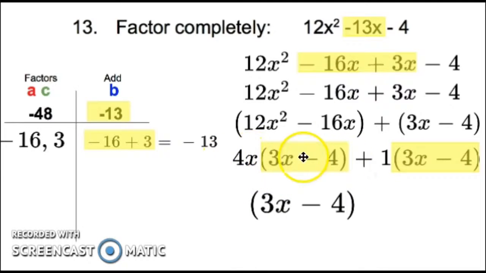Take out a 3x minus 4 from here, we're left with 4x. Take out a 3x minus 4 from here, we just have 1, so we'll have 4x plus 1. And then that will be the answer for number 13.